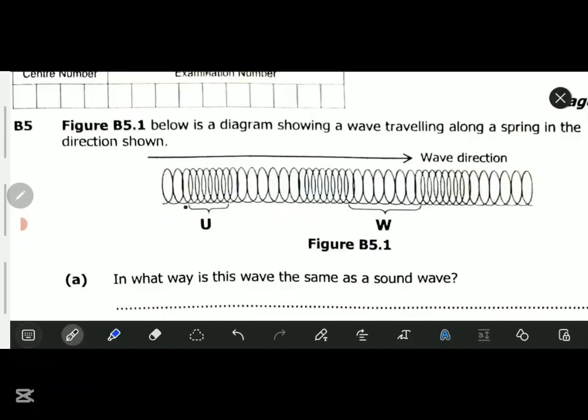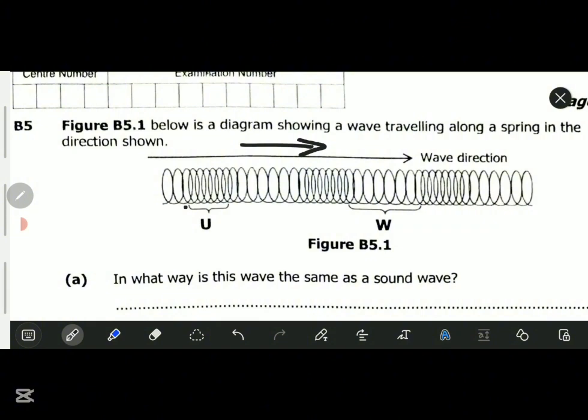In this video, we will be looking at the November 2020 Science Paper 1, question B5. Question B5 reads, Figure B5.1 below is a diagram showing a wave traveling along a spring in the direction shown. So the direction we've been given is this direction according to the question. So that is the direction in which the wave is moving.